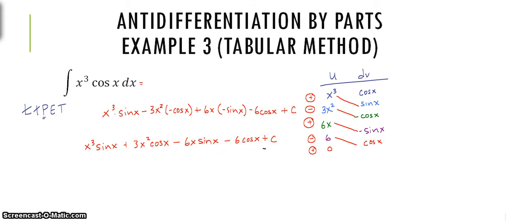I hope you're feeling curious enough that you actually try taking this derivative and see that a whole bunch of stuff drops out when you take this derivative, and you wind up with x cubed times cosine of x.